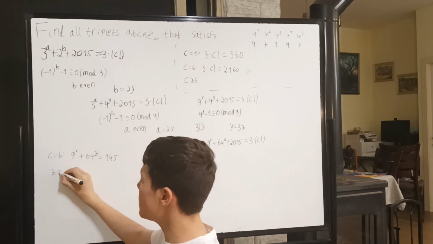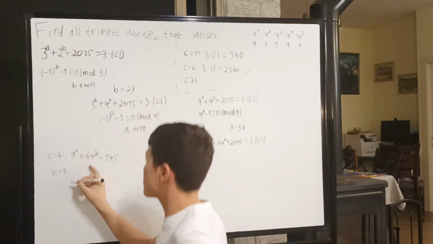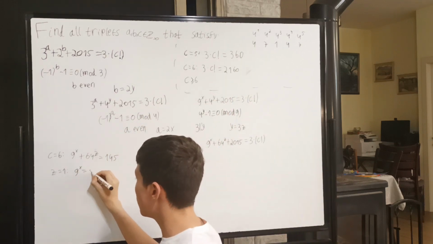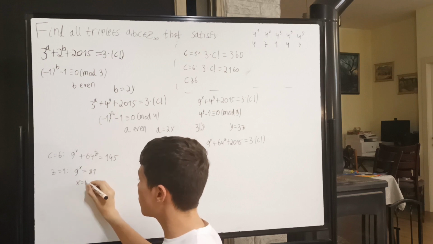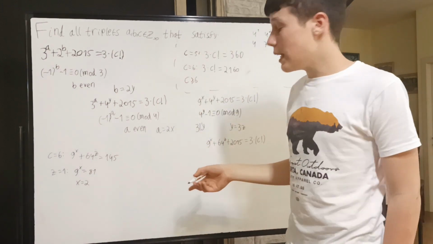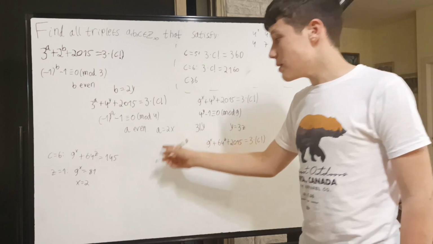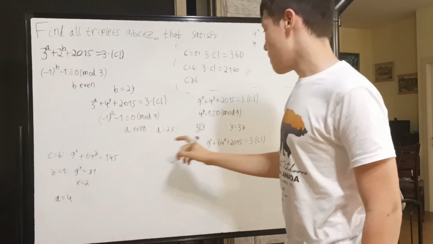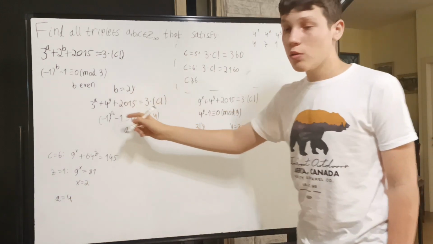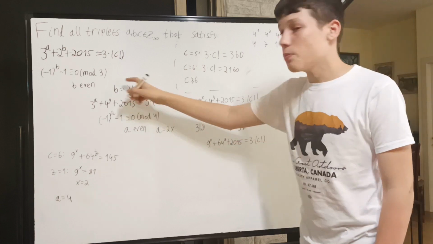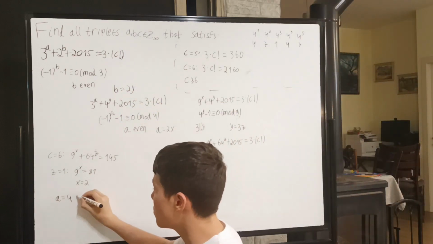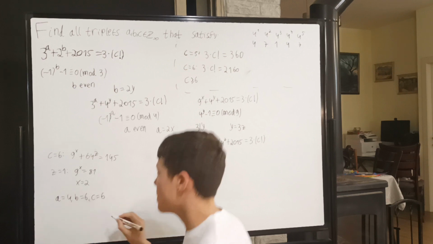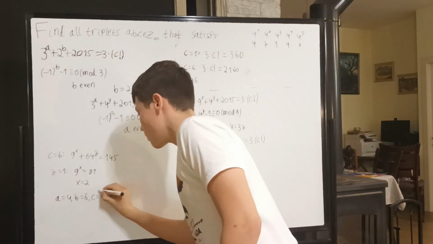So when z equals 1, 145 minus 64 is 81. So 9 to the x would be 81, and x would be 2. And so that is actually a solution. Remember, A is equal to 2x. So this solution is A equals 4. B equals 2y, and y is 3z, so B is 6z. So B would be 6 times 1, which is 6. And then C would be 6. So that is already one solution.